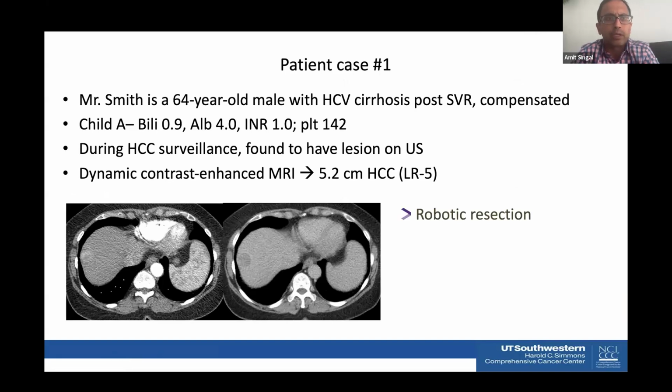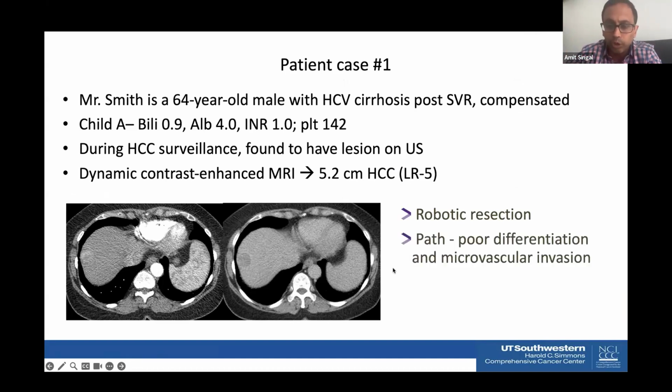So, with this in mind, we take a look at this patient. This patient is Child-Pugh A, does not have significant portal hypertension with a platelet count well over 100,000, unifocal lesion, and so is discussed in the multidisciplinary tumor board and is recommended to undergo robotic resection. Now, good news is the patient underwent a curative therapy. And the unfortunate news is on pathology, we see a couple different features which would make this patient at high risk for recurrence. We see poor differentiation, we see microvascular invasion, and this patient already started with a larger lesion over 5 centimeters.